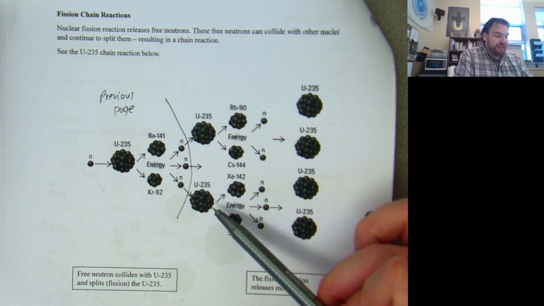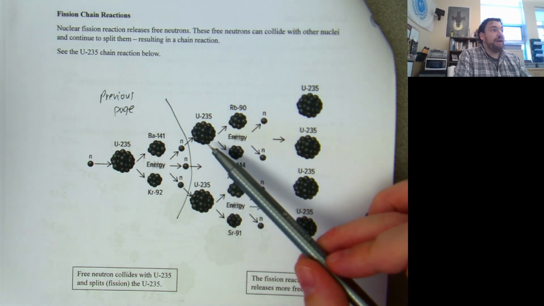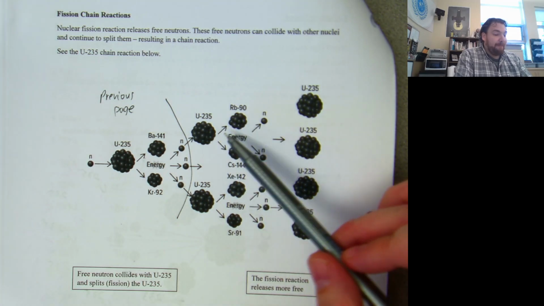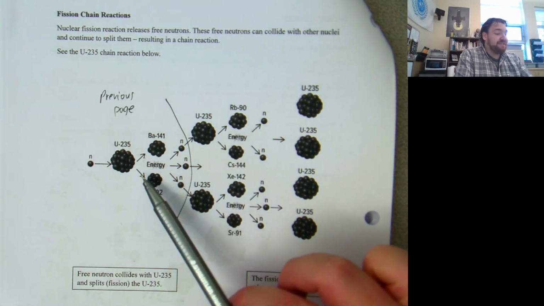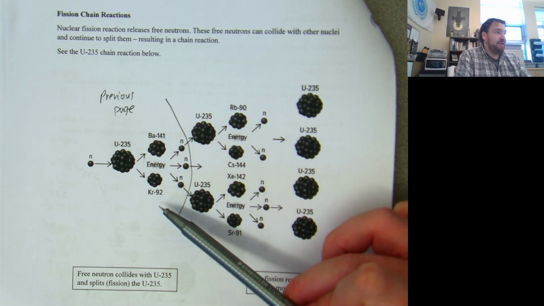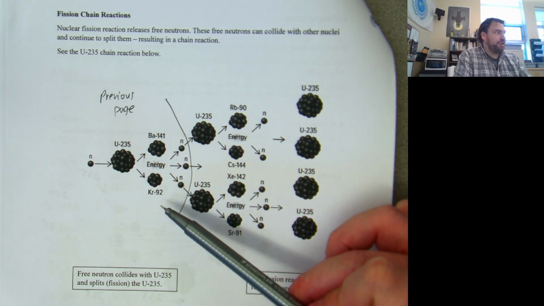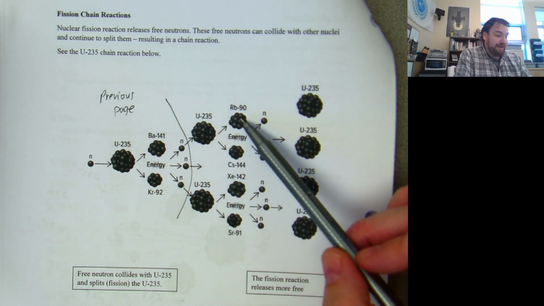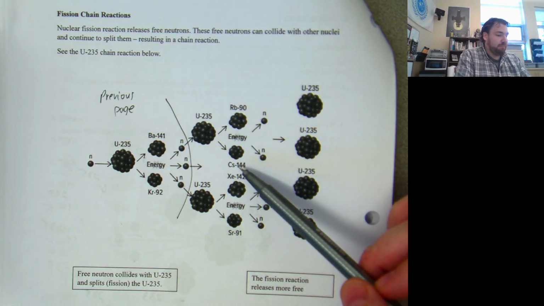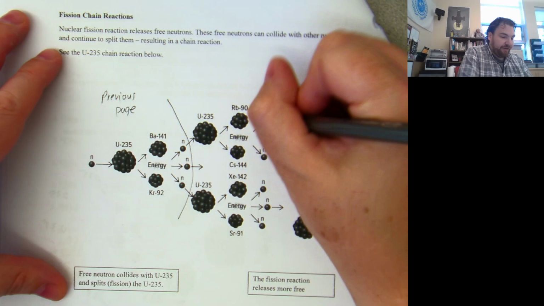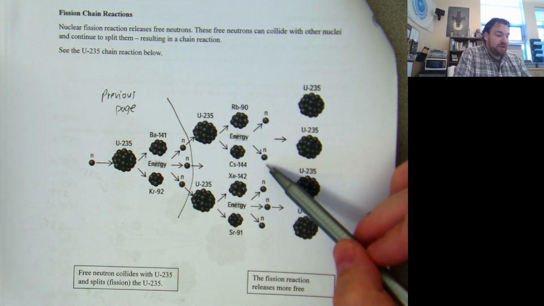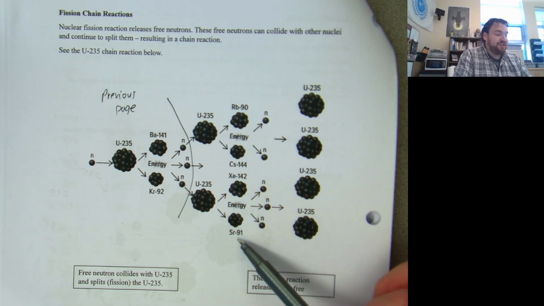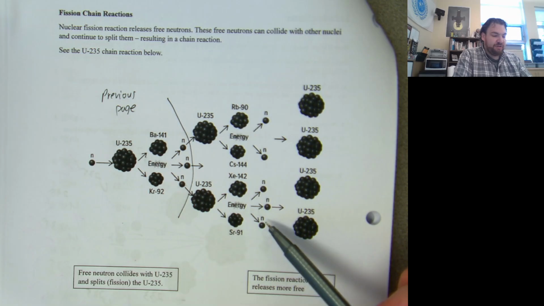Some of these neutrons are going to hit other things. And then the free neutrons might not, uranium doesn't have to split into barium and krypton. As long as the mass and protons are conserved, it can turn into other things, like rubidium and cesium. So then you get another bunch of neutrons being released, or maybe it splits into xenon and strontium. And you get more bonus neutrons released.